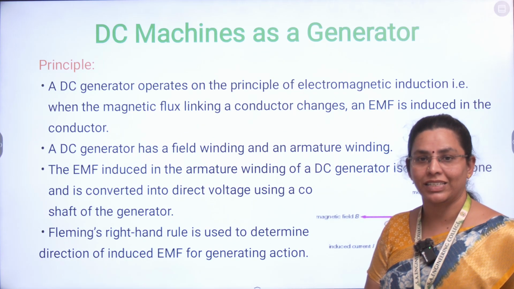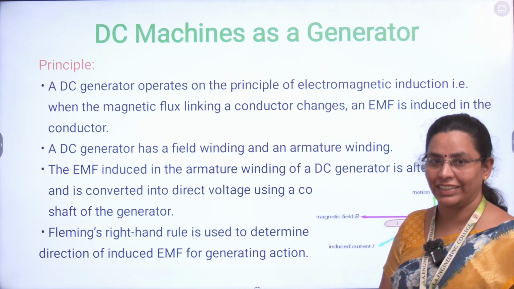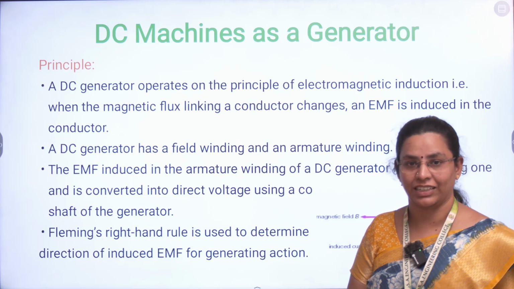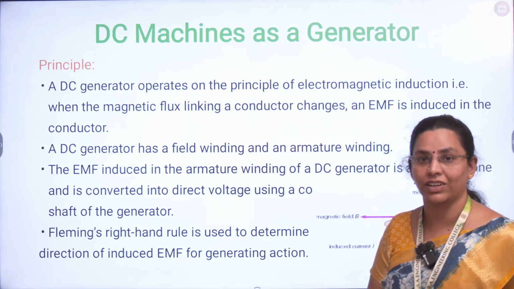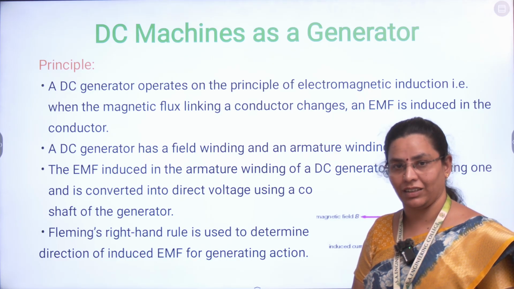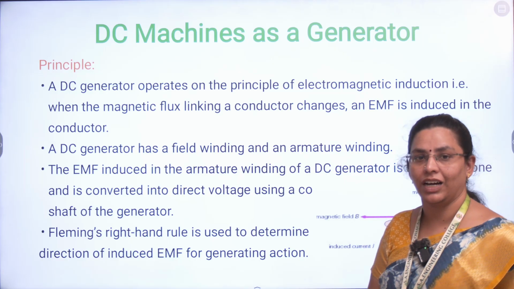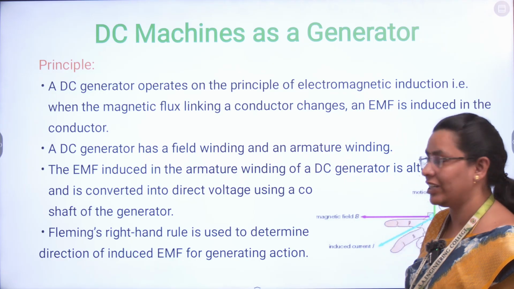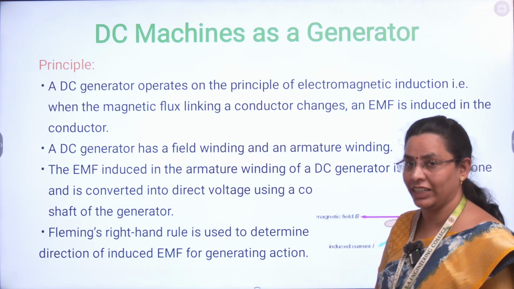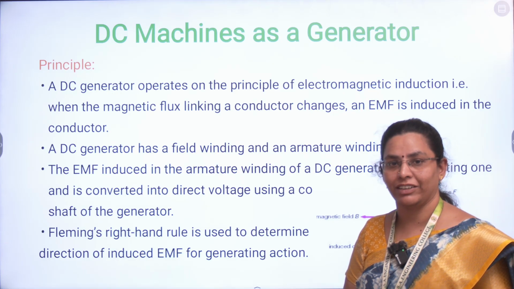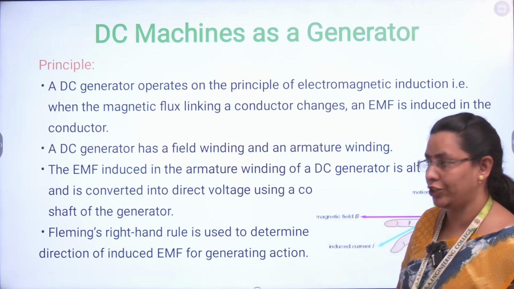So we can use the DC machine as a generator as well as a motor. The basic principle of the generator is electromagnetic induction. According to Faraday's law of electromagnetic induction, whenever a conductor cuts the magnetic lines of flux, an EMF is induced. A DC generator has two windings: the field winding and the armature winding. Whenever supply is given to the field winding, it produces magnetic flux, which cuts the armature conductors and an EMF is induced.